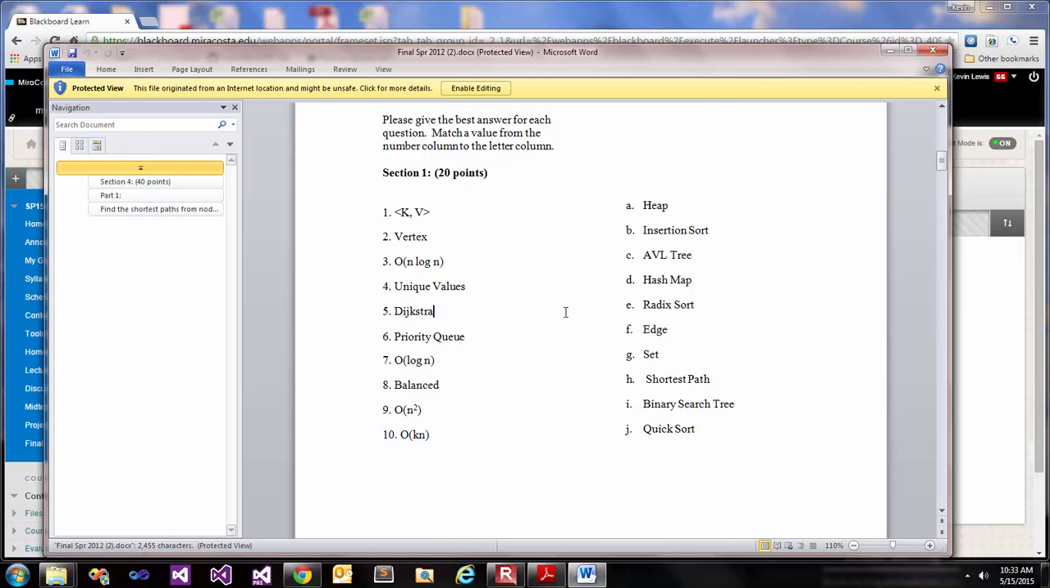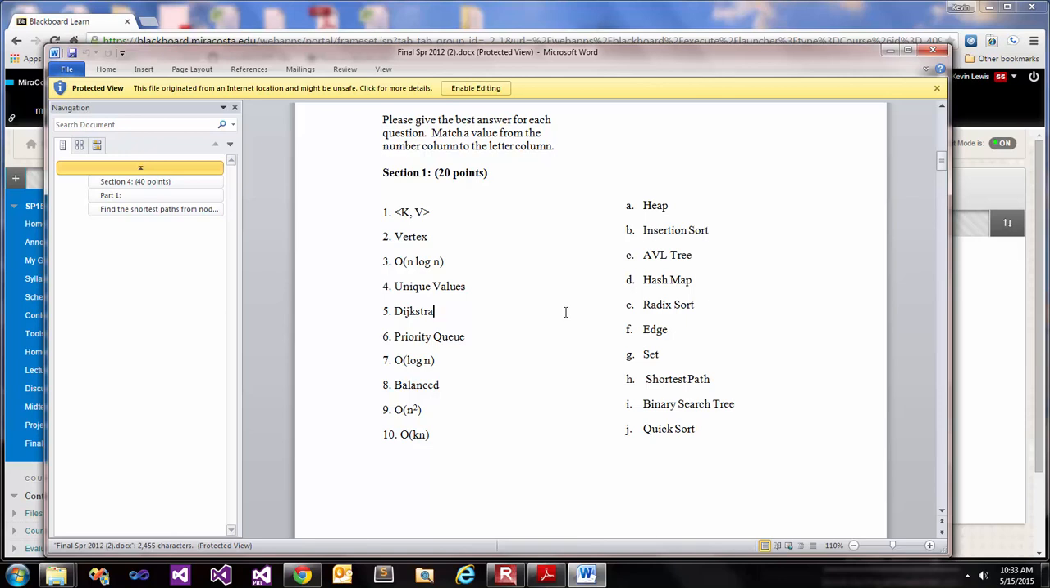2 is a vertex, and that's part of a graph we just covered. And if we look over on the right-hand side, we don't see graph, but we do see edge, which is vertexes and edges make up graphs, so that seems to be the best match for that one.